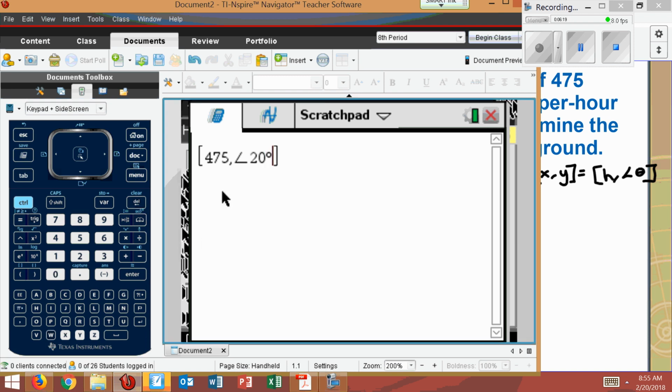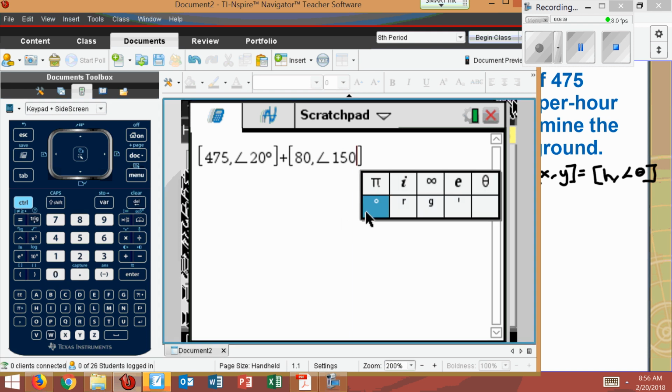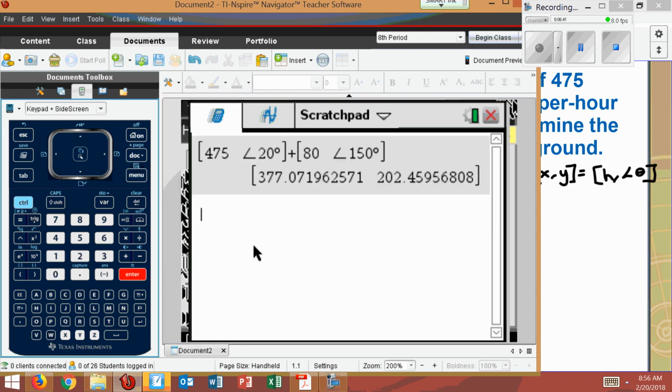Now I'm going to take that, and I'm going to add that value to this next vector. And so I press Control, parenthesis, to give me the bracket, and it's traveling 80 miles an hour, and it's doing so on an angle of 150 degrees from the x-axis, that is. So I type that in. Now, if I've done this correctly, both my values should be positive because it's a first quadrant vector. And you see that it is.